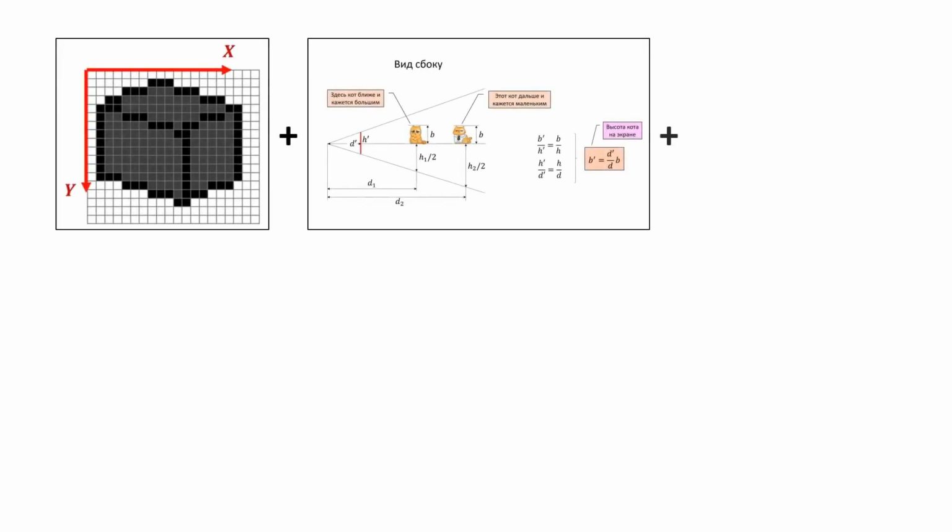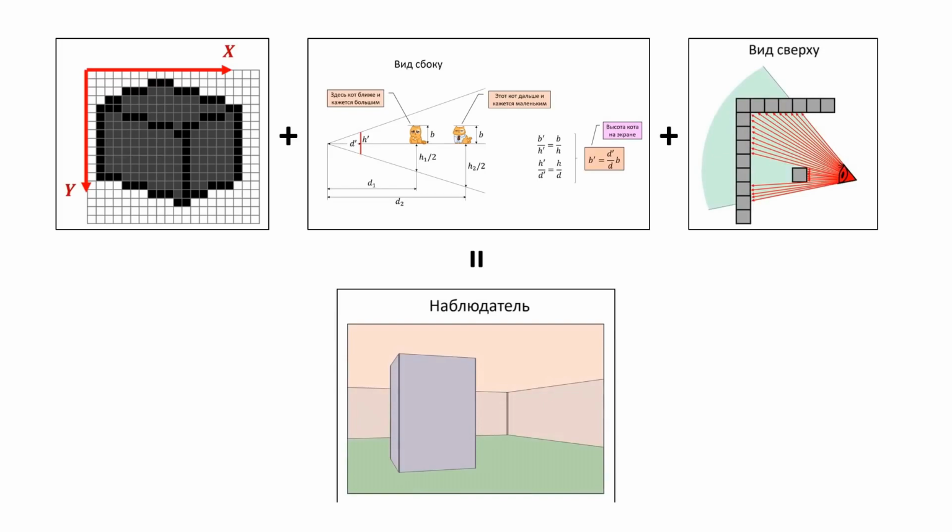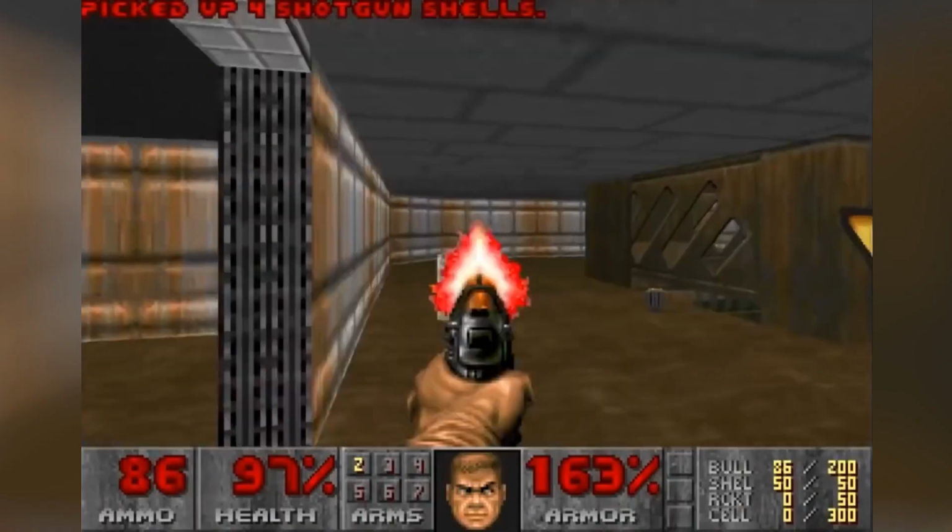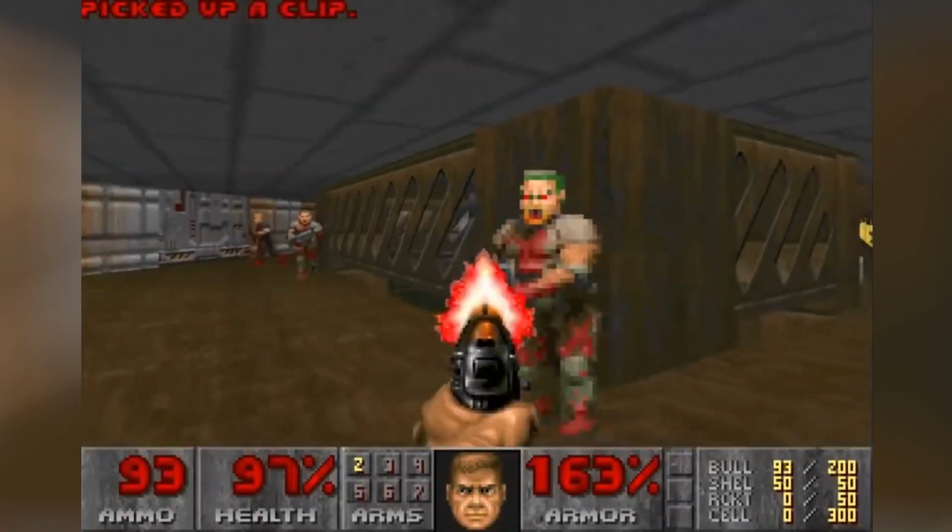If you reached this point and didn't turn off the video, then I can congratulate you, because everything that I just said is not easy, and it's quite difficult to understand it right away. But now you understand the principle of constructing a pseudo-three-dimensional image. As a result, we got the following.